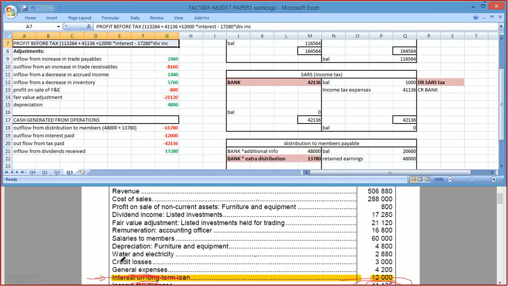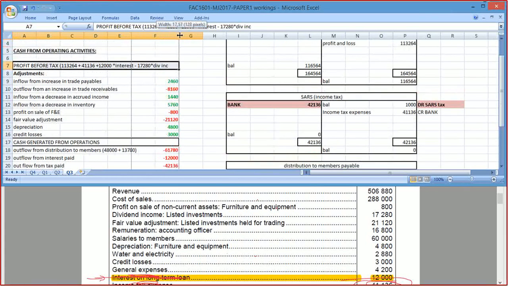Credit losses. Is that cash flow? No. Again, non-cash items, take it out. Anything that's a non-cash item, you take it out. So you would have subtracted, you add it back. So 3,000. General expenses would be an expense which you would have paid. You would have shown that separately as is. Alright, and that's it. Now we just need to total up.